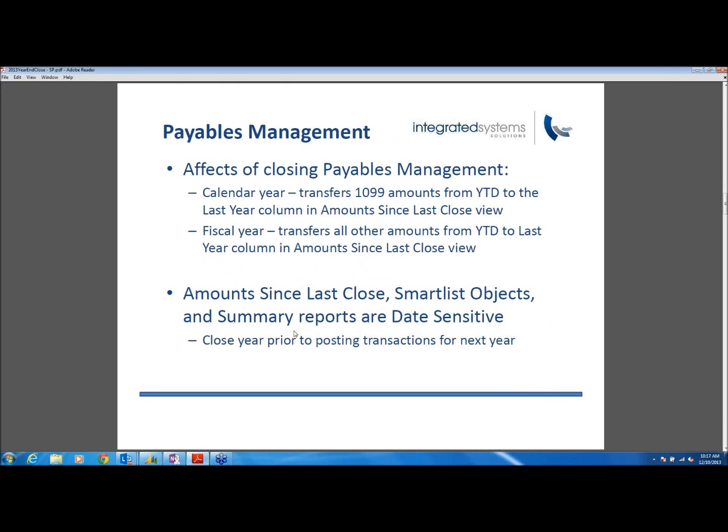Payables management is very similar to receivables management in terms of the closing procedures. There is a calendar year close and a fiscal year close. If they are different, and you choose to close your calendar year independently, that is going to transfer your 1099 amounts from the year-to-date to the last year column in the amount since last close view. And closing the fiscal year transfers all other amounts other than the 1099 amounts from the year-to-date to the last year column in the amount since last close view.